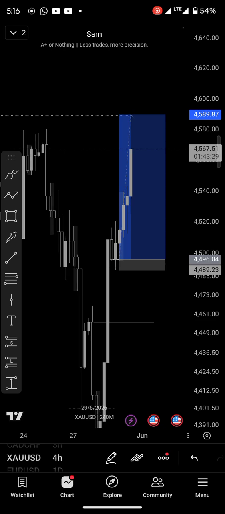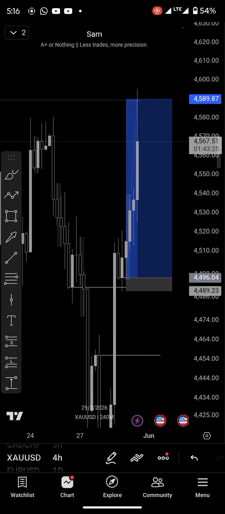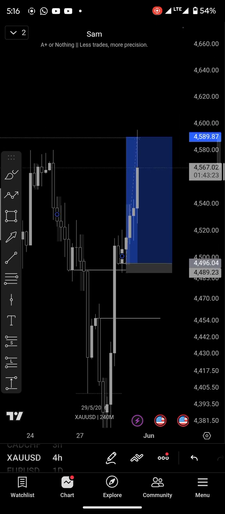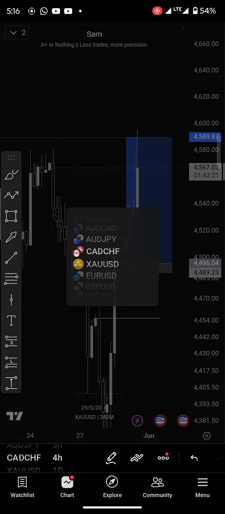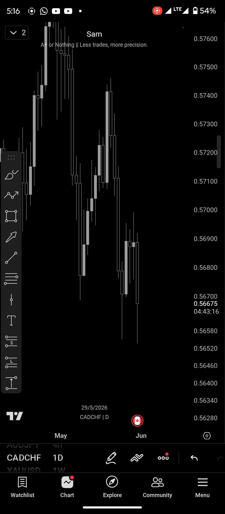I could not catch this trade, but a friend took it and he made a whole lot of money on it. So yeah, that's all for that one. There's also a setup that played out on CADCHF today. There were lots of good setups today actually.